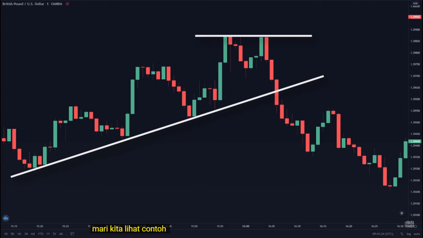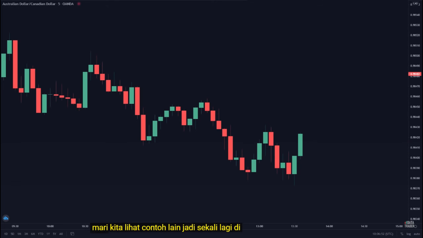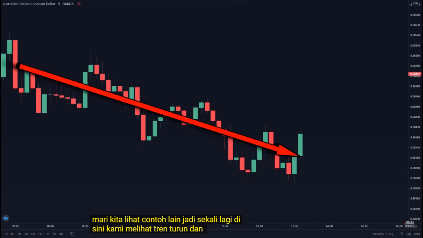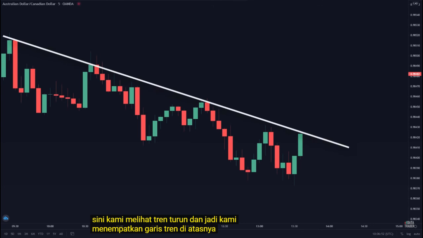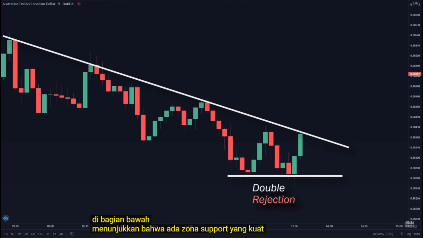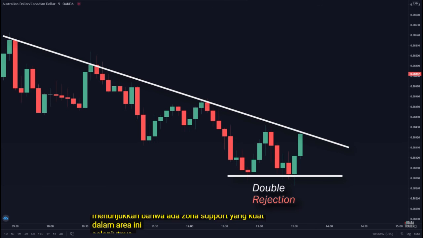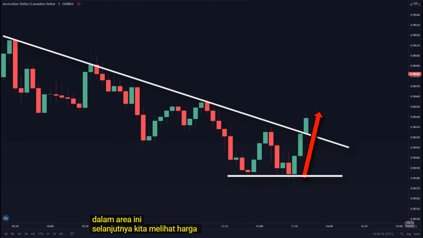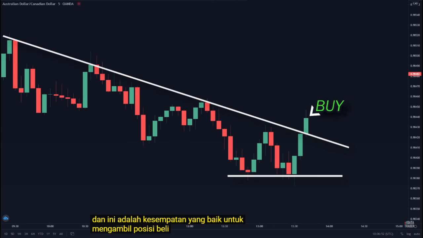Let's look at another example. So again, here we spotted a downtrend, and so we place a trend line above it, as prices were making lower lows. Then, we also noticed the same double rejection pattern at the bottom, indicating that there's a strong support zone within this area. Next, we saw the price broke out of the trend line, which again confirms the trend change to the upside. And so this is a good opportunity to take a buy position.